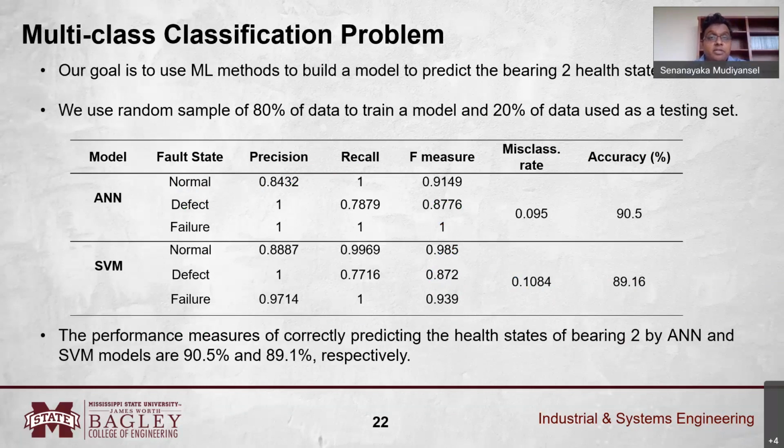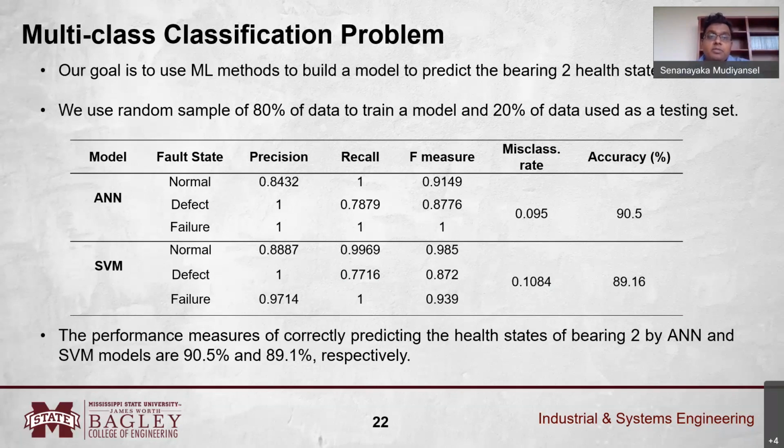One can imagine that if we have 2 states for a certain bearing, then this multi-class classification problem is going to be a binary classification problem, which we call a 2-class classification problem. Then the algorithms are going to be somewhat different than here. But for demonstration purposes, again, we define 3 states, and based on these 3 states, this is going to be a multi-class classification problem.